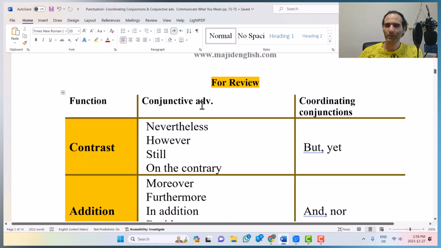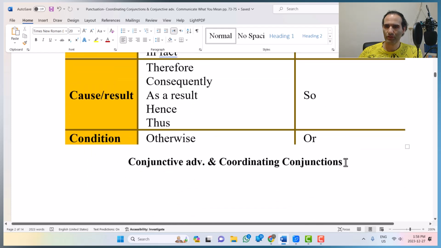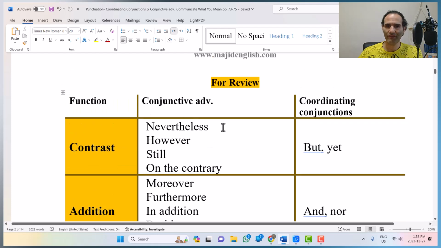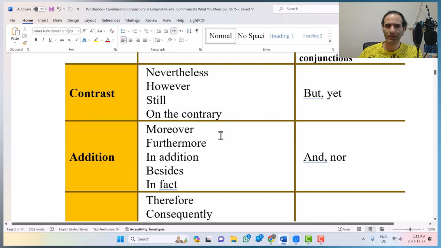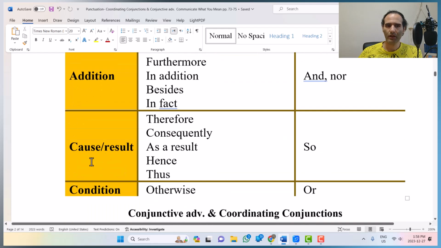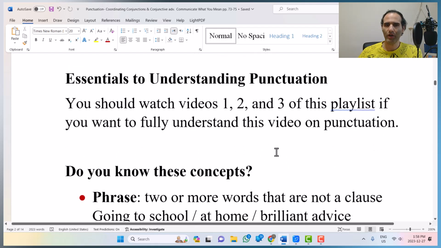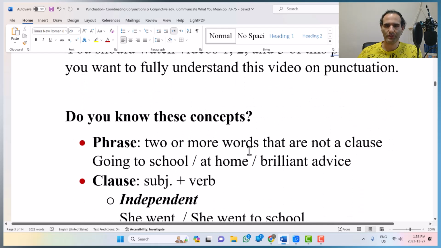So I hope you remember from my previous video that coordinating conjunctions are these 7 fanboys: and, but, for, or, nor, so, yet. And synonyms for them we have conjunctive adverbs in the area of contrast, in the area of addition, cause, result, and condition. So today our talk revolves mainly on punctuation of conjunctive adverbs and coordinating conjunctions.